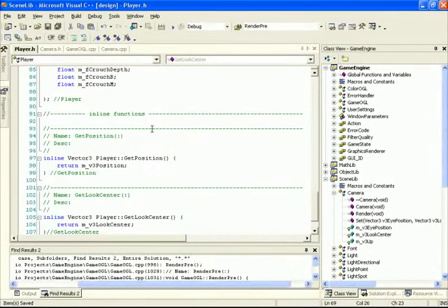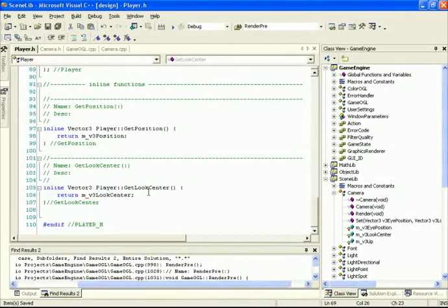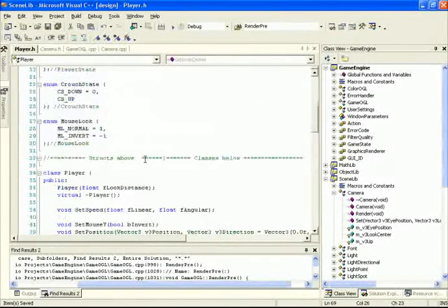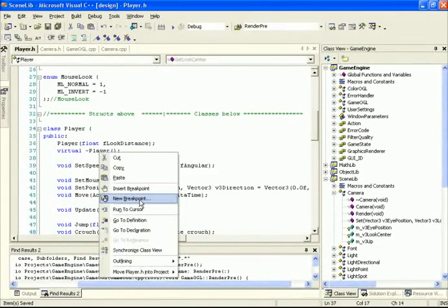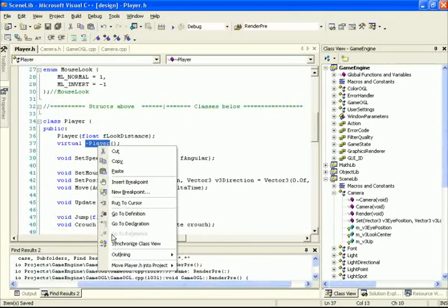Down here we had a few inline functions defined up above, so down below here I'm just defining the getPosition, which is going to return our position, and the getLookCenter, which is going to return our look center position as well. So let's save that, and now let's go into our player.cpp and write in all the other functions that we added into here.